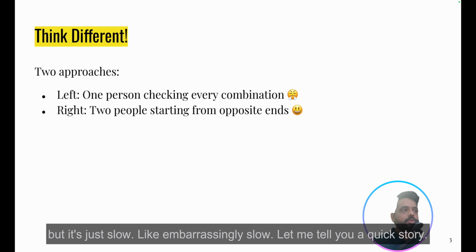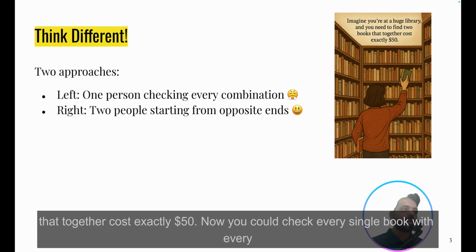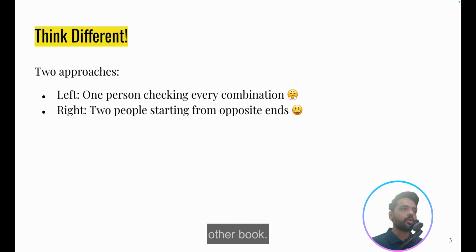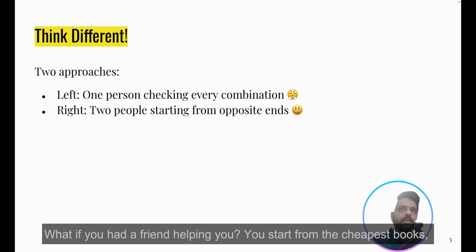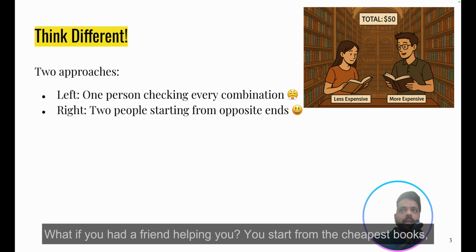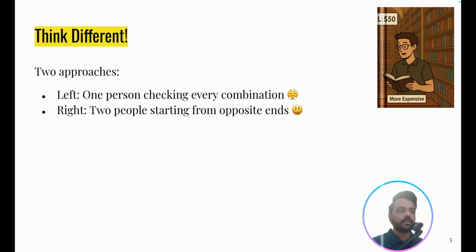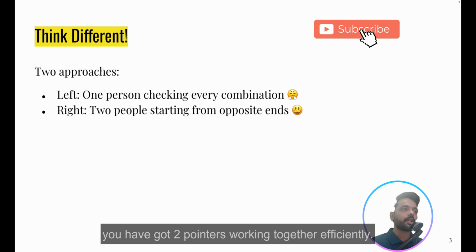Let me tell you a quick story. Imagine you are at a huge library and you need to find two books that together cost exactly $50. Now you could check every single book with every other book. That's thousands of combinations. Or you could be smart about it. What if you had a friend helping you? You start from the cheapest books, they start from the most expensive, and you meet somewhere in the middle. That's two pointers.